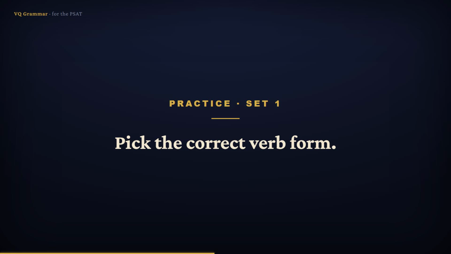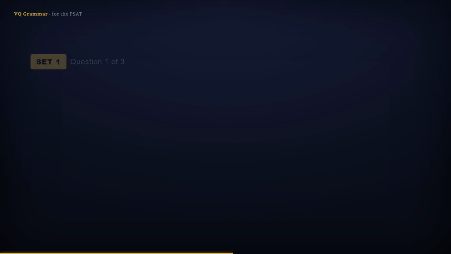In this first set, pick the correct form of the verb. If there's a helping verb, like has, have, or had, you need the past participle. If not, you need the simple past. Pause and try each one before I answer.